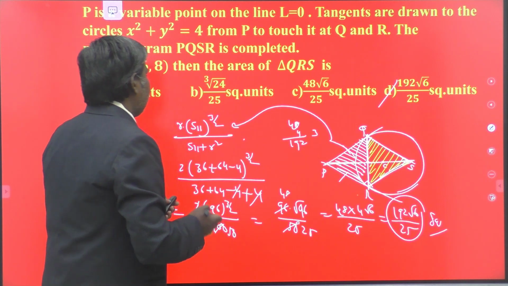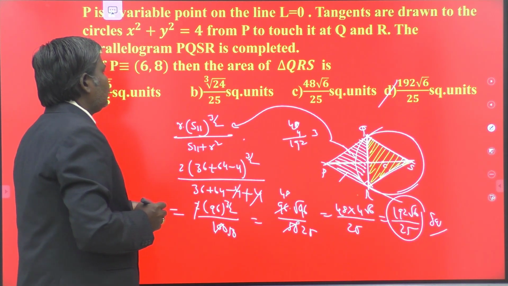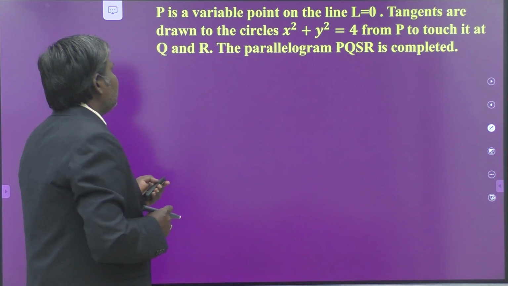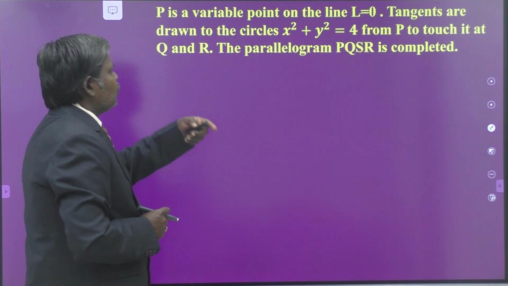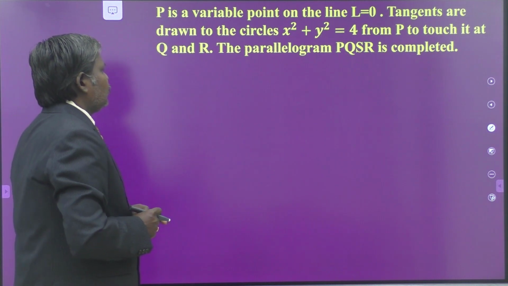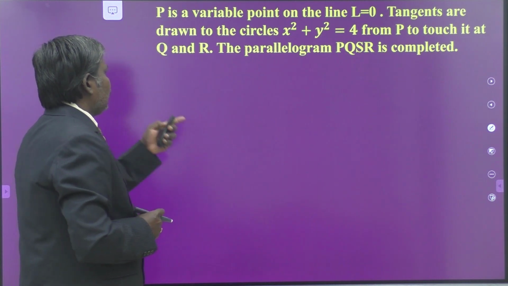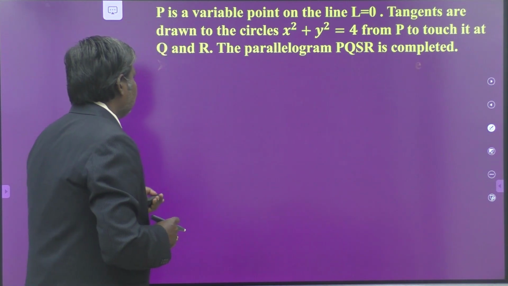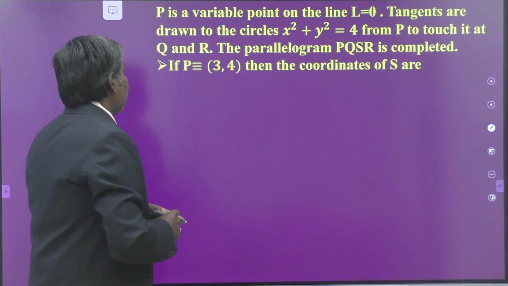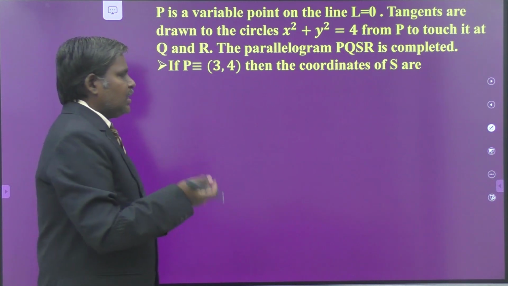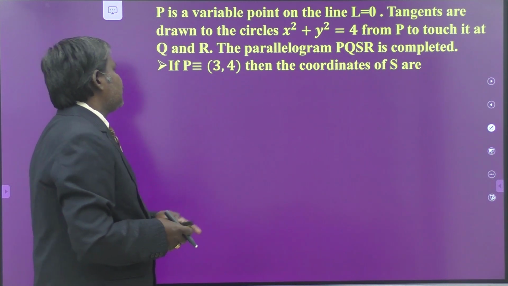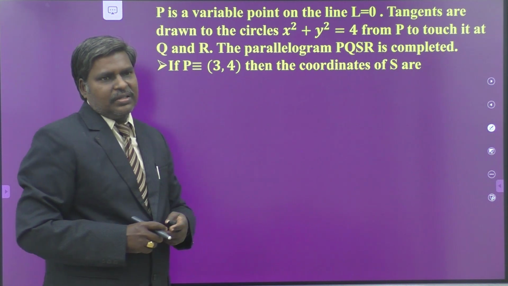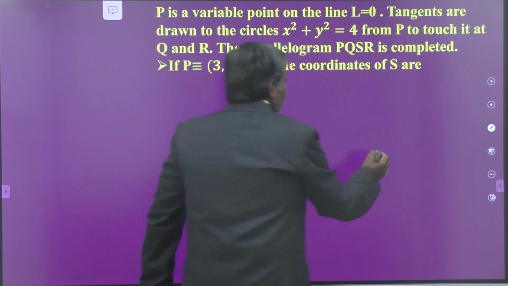Let us move to the next question, on the same paragraph. See here, P is a variable point on the line L equal to 0, same story. Tangents are drawn to that circle from P touching the circle at Q and R. The parallelogram PQSR is completed. Then this is the question: P is (3, 4). In the earlier problem we had (6, 8). The P is changed here. Then the coordinates of S are what? That is the question. So, same concept.